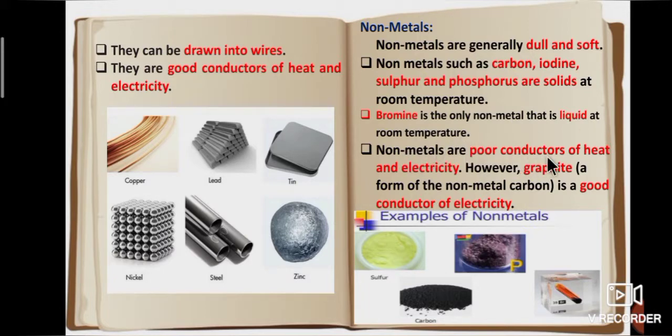Non-metals are poor conductors of heat and electricity. However, graphite is a good conductor of electricity. What is graphite? A form of the non-metal carbon. Examples of non-metals are sulfur, phosphorus, carbon and bromine.